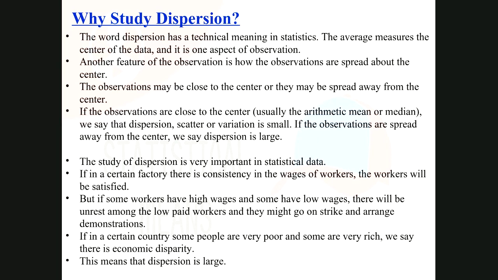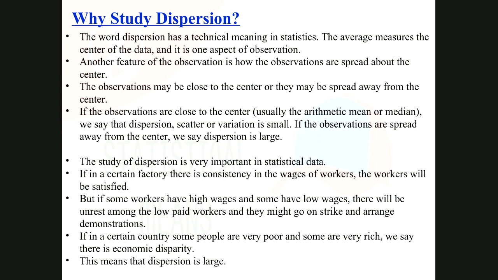All right. So moving on to another aspect of statistics, referred to as dispersion. How is the data spread out? Okay. And why do you study it in statistics? So the average measures the center of the data, and it is one aspect of observation. Another feature is how the observations spread about the center, because that's what you're looking for. Are they clustered around the center? Are they far away from the center? You want to know that.